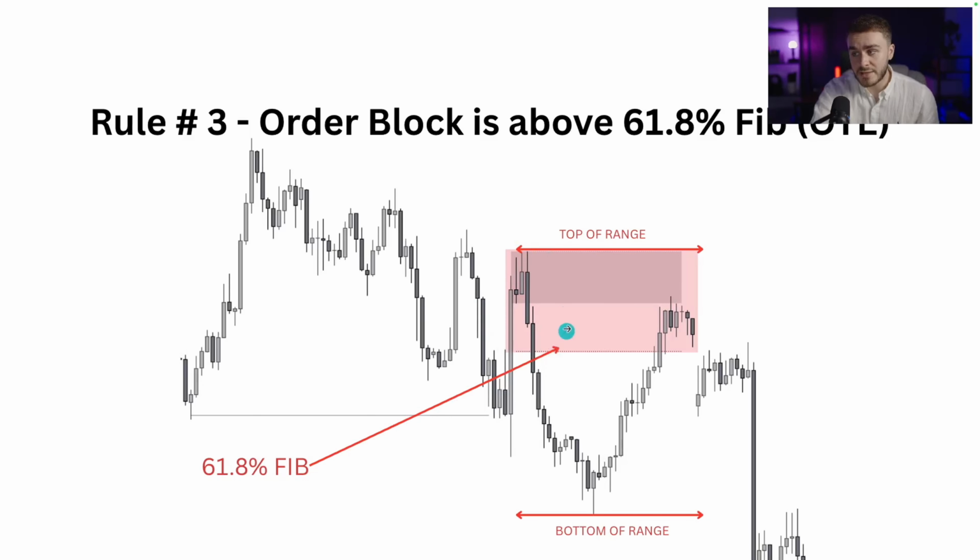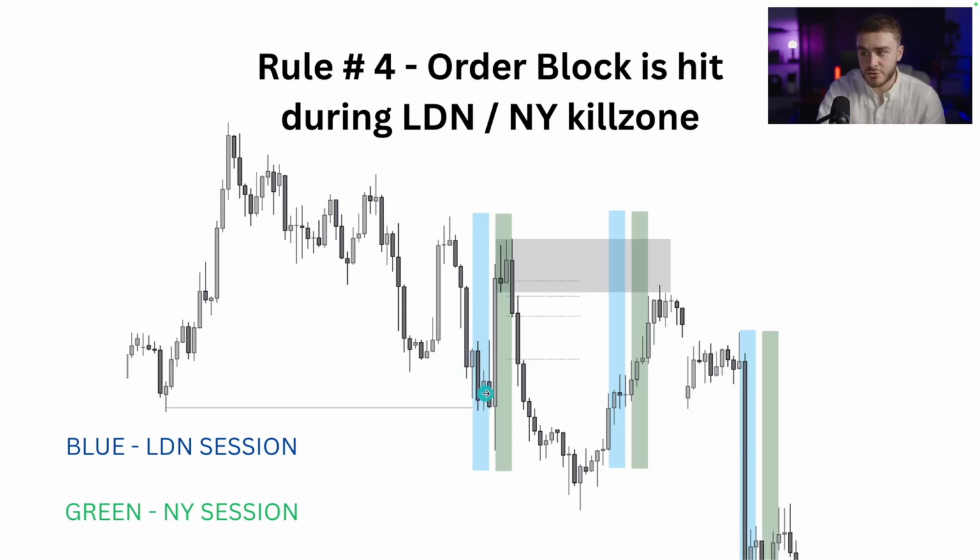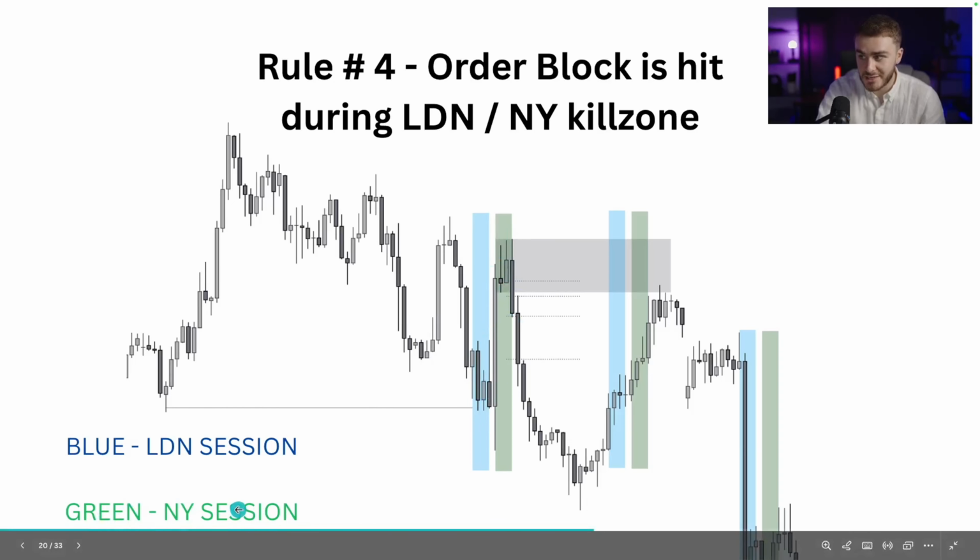Rule number 4 is going to be the order block hit. The order block is hit during London and New York kill zone. So what I've gone ahead and done over here is just highlighted when price has actually formed during the session. So you can see here, for example, this order block down here was formed during London session. This order block over here was formed during New York session.